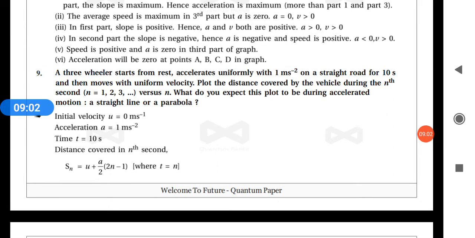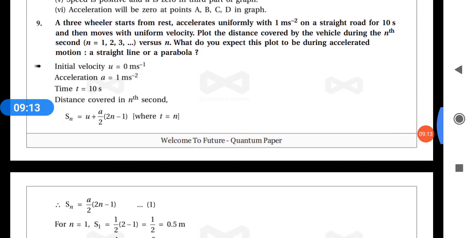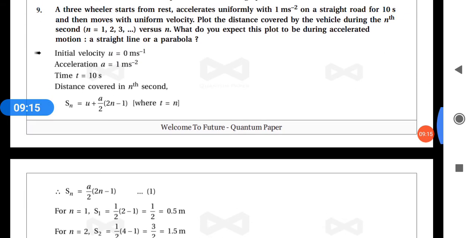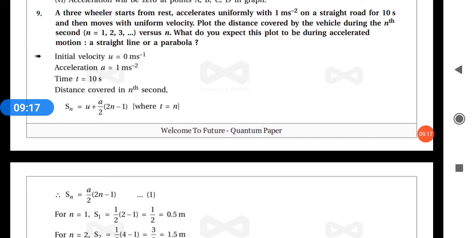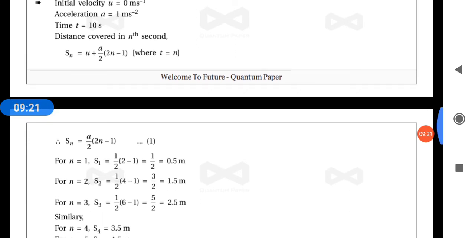Plot the distance covered by the vehicle during the nth second, for n = 1, 2, 3, versus n. What do you expect this plot to be during accelerated motion in a straight line, a parabola? Here, the initial velocity u is equal to 0 meter per second, acceleration a is equal to 1 meter per second square, time t is equal to 10 seconds, and we want the distance covered in the nth second.